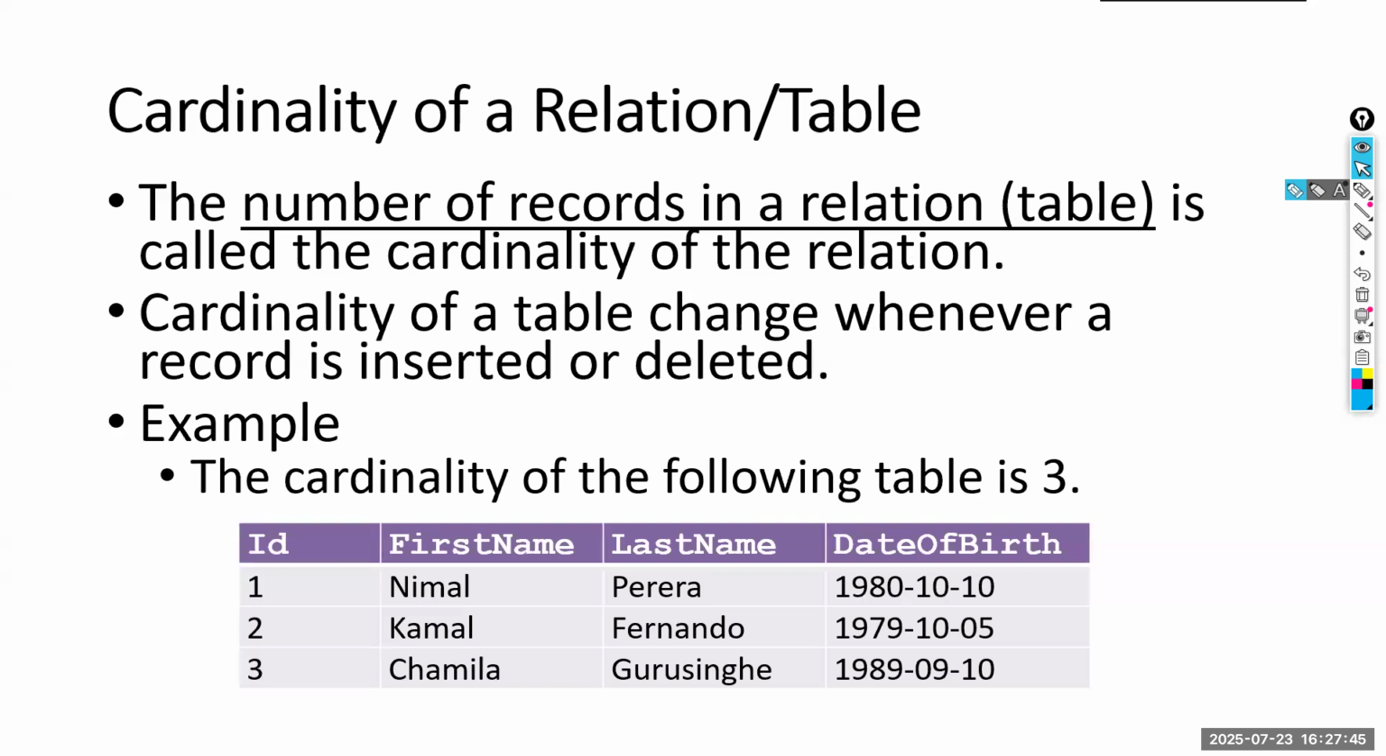Fine. So then the cardinality of a relation. Remember we discussed the cardinality of a relationship: one to one, one to many, many to many. We'll get back to that. But this is the cardinality of a relation. Cardinality of a relation or table is the number of records. Degree of a relation is the number of fields. Cardinality of a relation is the number of records. It depends, right? When you insert a record, cardinality increases. When you delete a record, cardinality decreases. When you update a record, the cardinality remains the same.